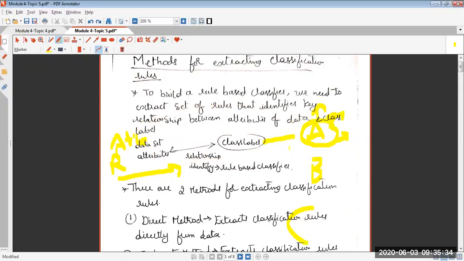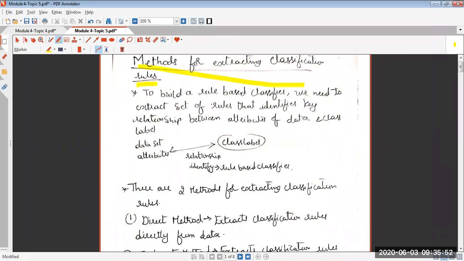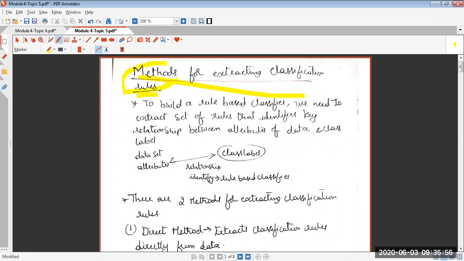This is the detailed explanation you will find in the textbook. I have summarized it with an example as I usually do. With this understanding, try to read the detailing in the textbook with respect to the method for extracting classification rules. Things will be clear. Still, we have not gone into the methods. We saw a few basic aspects of it.